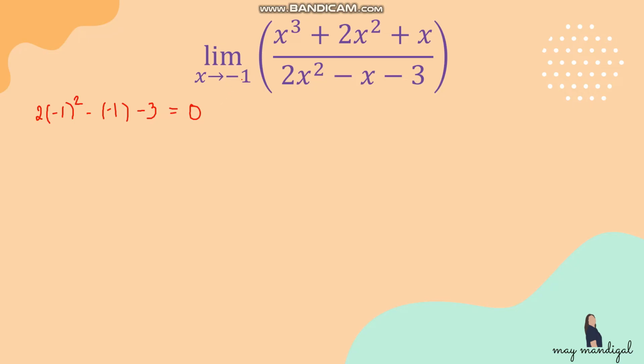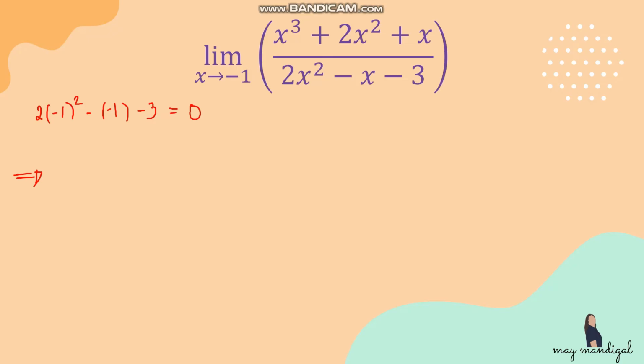So if we substitute negative 1 to this rational function, the denominator will be equal to 0. That means we cannot do direct substitution right away, because if we do that, the denominator will be equal to 0. So what are we going to do now? Once you identify that c is not part of the domain, or that it will make your rational function undefined, the next thing we have to do is to simplify the given rational function first.